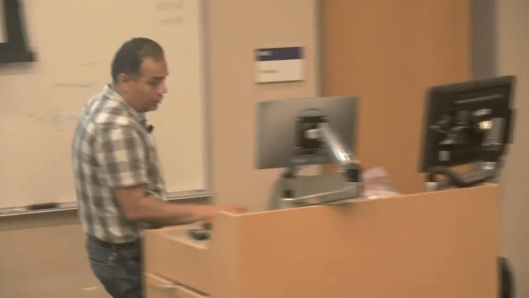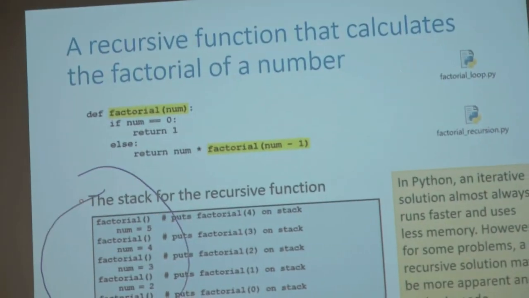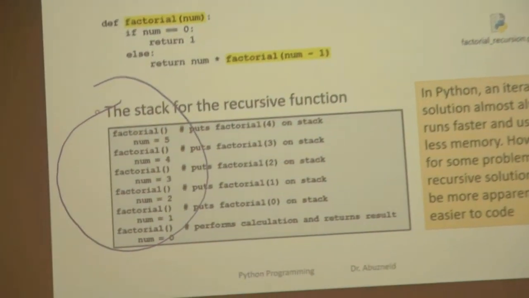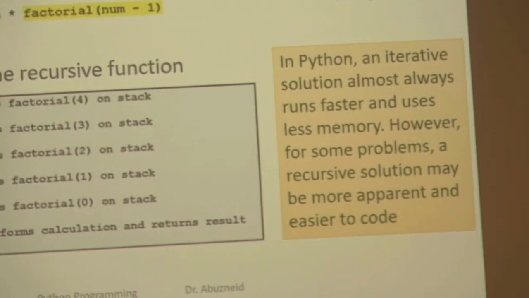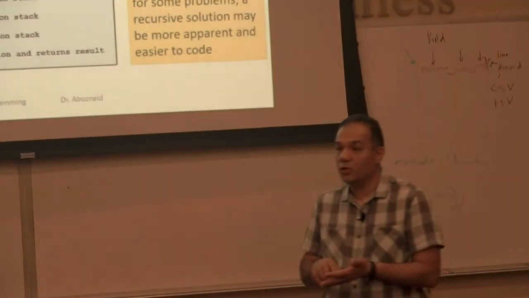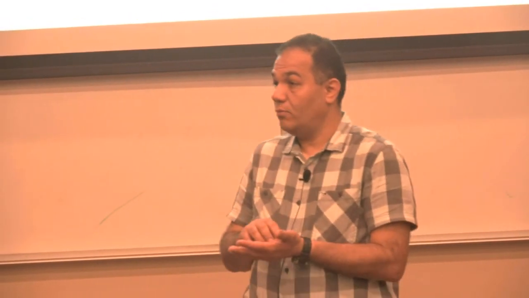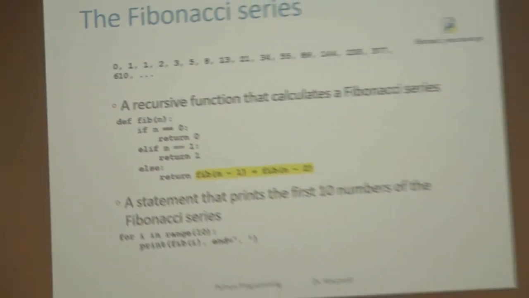Let's take one more example. So as you see in here, it's taking as much. So in Python, an iterative solution almost always runs faster and uses less memory. However, for some problems, a recursive solution may be more apparent and easier code. Why do we use recursion? Because sometimes it's much easier code, okay? But iterative is usually much faster. Depends. So it's linear, right? Linear, that's the complexity.